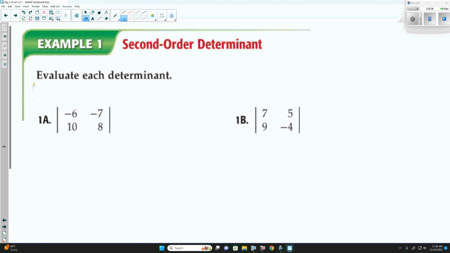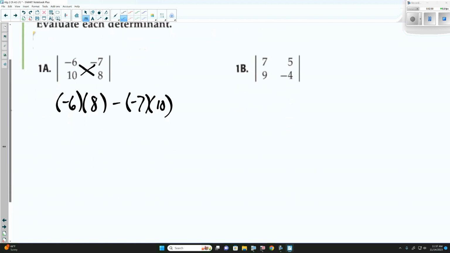So to do this here, the first thing we would do is multiply negative 6 and 8 and subtract from it the product going the other direction, negative 7 and 10. Well, our negative 6 times 8 is negative 48. Negative 7 times 10 is negative 70. Negative makes a plus. Telling us it is 22. If we wanted to, we could have just plugged negative 6 times 8 minus negative 7 times 10 into the calculator, and it would tell us it's 22.